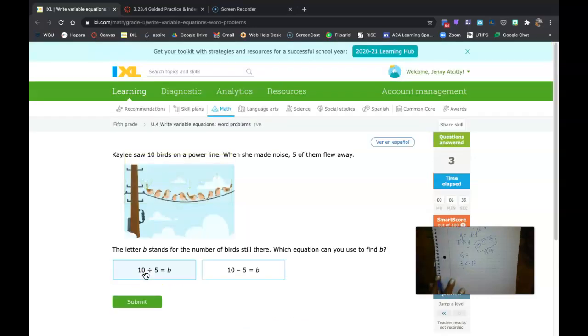Let's do one more. Alright, Kaylee saw 10 birds on a power line. When she made a noise, 5 of them flew away. The letter B stands for the number of birds still there. What equation can you use to find B?